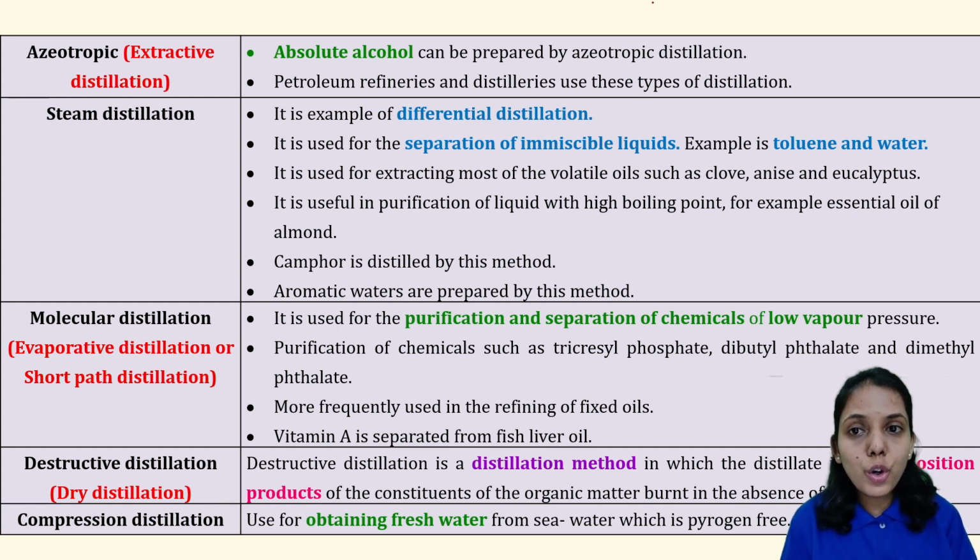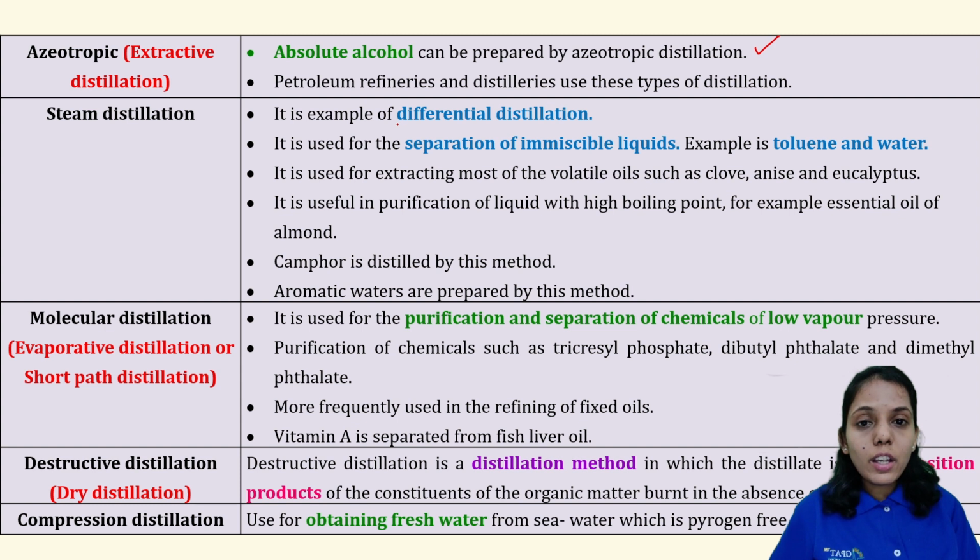Next is azeotropic, that is, extractive distillation. In that case, absolute alcohol can be prepared by azeotropic distillation. Sometimes they may ask you which type of distillation is used to prepare absolute alcohol. That is azeotropic distillation. Petroleum refineries and distilleries use these types of distillation.